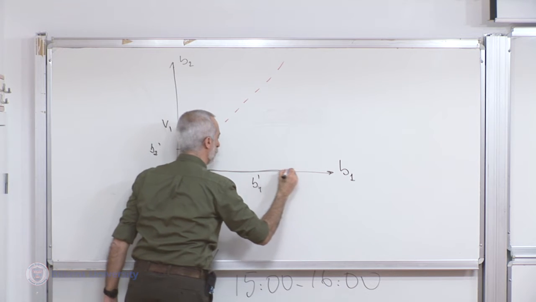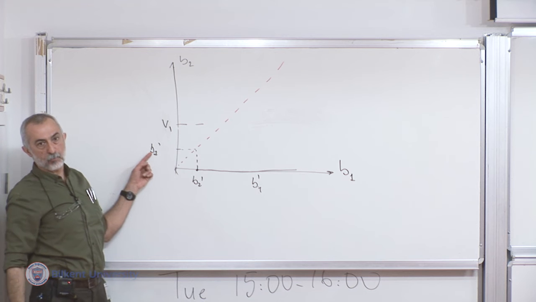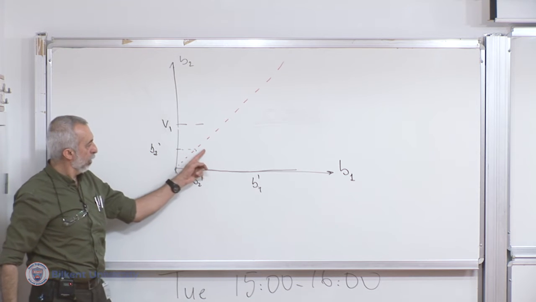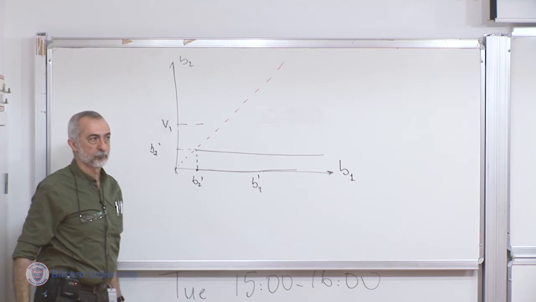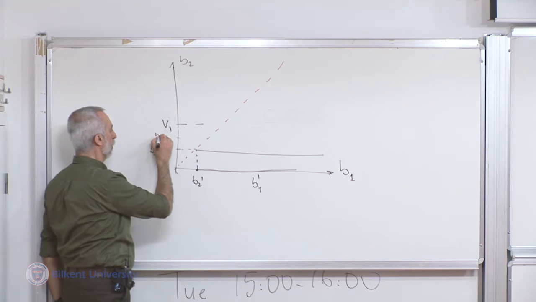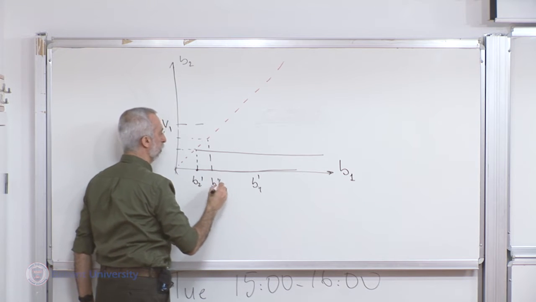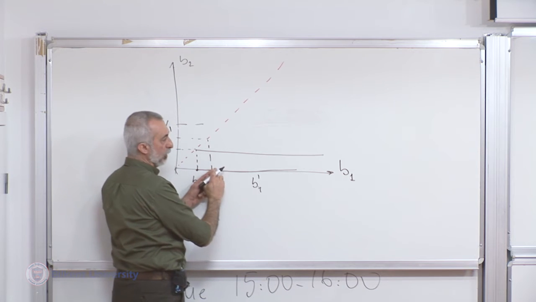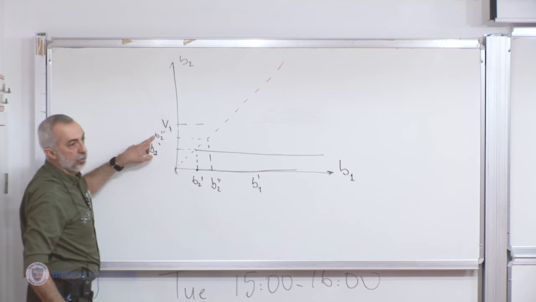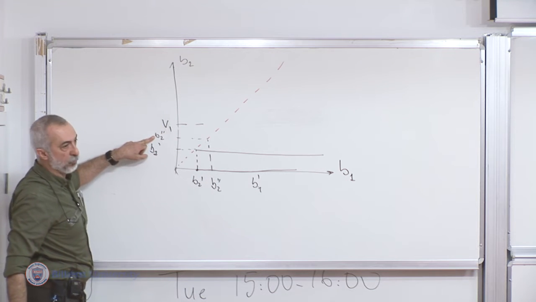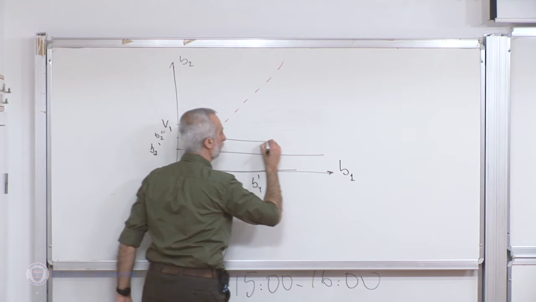So all these strategies of player 1 is a best response to B2 prime. Okay? So I will mark all these points. So if I take another point, B2 double prime, all the strategies of player 1 greater or equal to B2 double prime is a best response of player 1 to the strategy B2 double prime of agent 2. So I'll mark all these points.